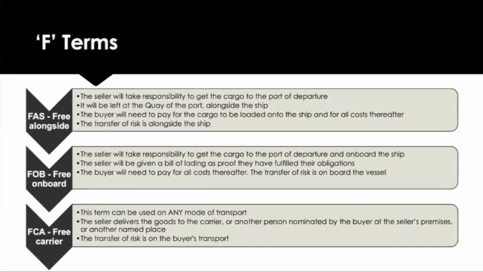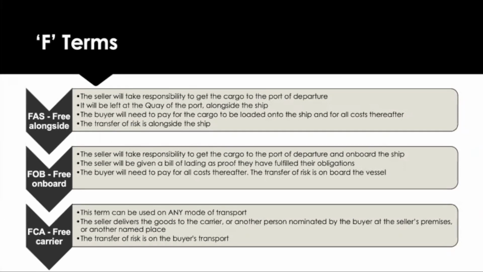And there are 3 F terms. In Group F, the seller is responsible for export clearance, but the buyer is responsible for the import clearance. So you've got FAS and FOB. They're both used for sea freight and inland waterways only, whereas FCA can be used on any mode of transport. But FAS stands for Free Alongside Ship, and FOB is Free On Board ship.